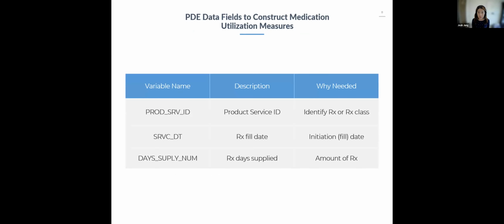So bottom line, it's really simple. You just need to remember 3 variables and make sure that you request them. PDE data request is really minimum necessary. You have to justify what variables you need. Make sure that you check these 3 key variables: product service ID, service date, and days supplied.